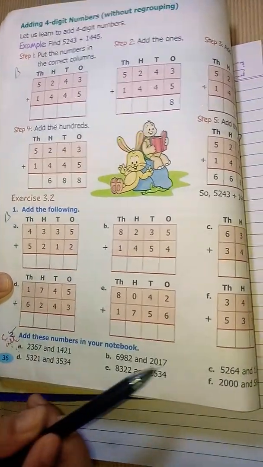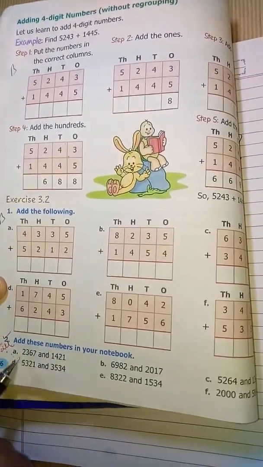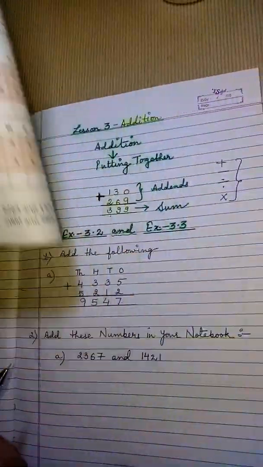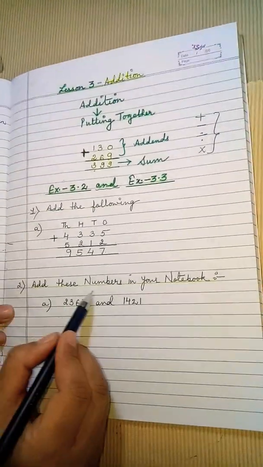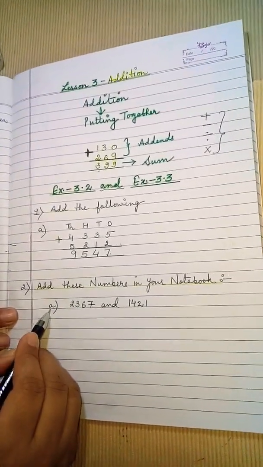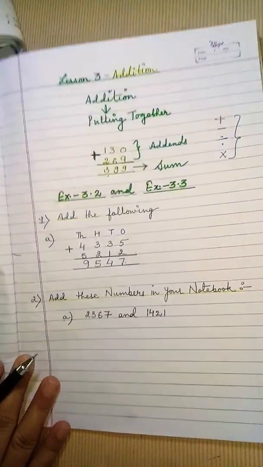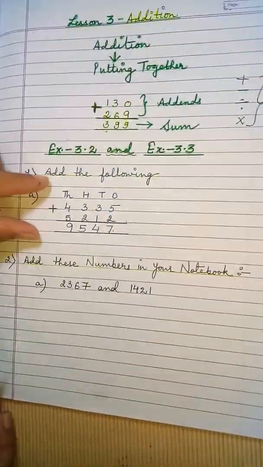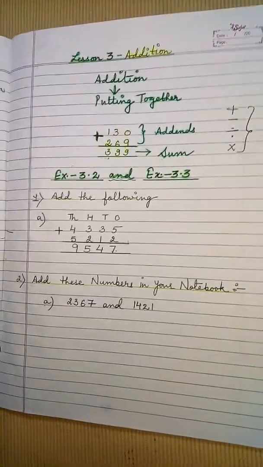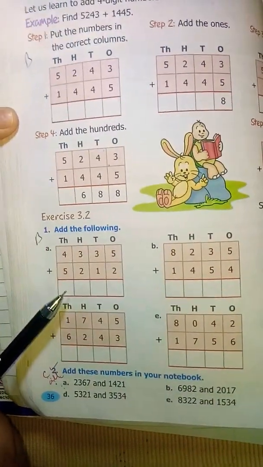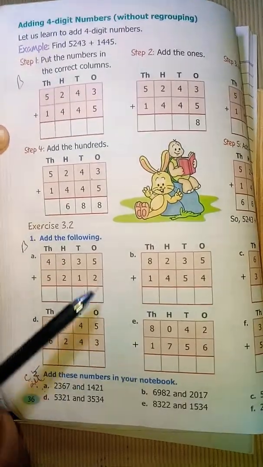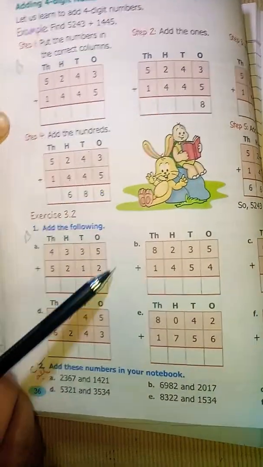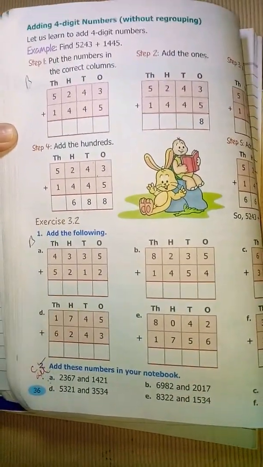Question number 2 has 6 parts. All 6 parts are to be done in the copy. Now see children. Suppose this is my maths copy and I am doing it. I have written add these numbers in your notebooks. I have copied the first question. Now children, in maths if the question is given in this form, then it is self-explanatory that you have to simply add and write here, because the numbers are written in an arranged order. Arrangement of numbers is perfect.